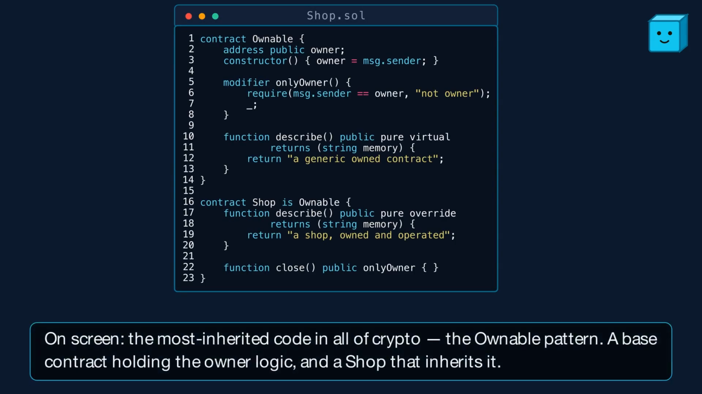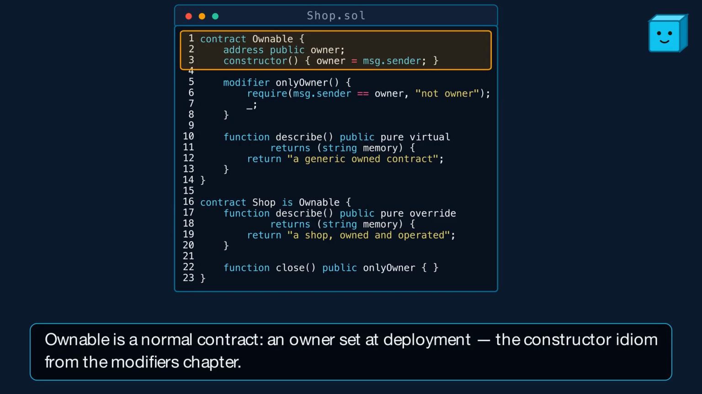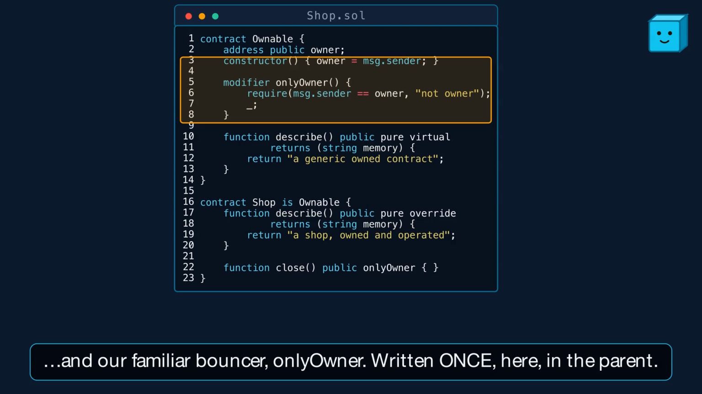On screen, the most inherited code in all of crypto, the Ownable pattern. A base contract holding the owner logic, and a shop that inherits it. Ownable is a normal contract, an owner set at deployment, the constructor idiom from the Modifiers chapter. And our familiar bouncer, onlyOwner, written once, here, in the parent.